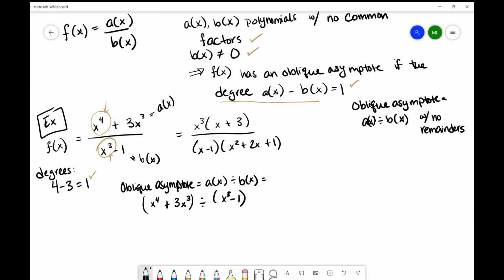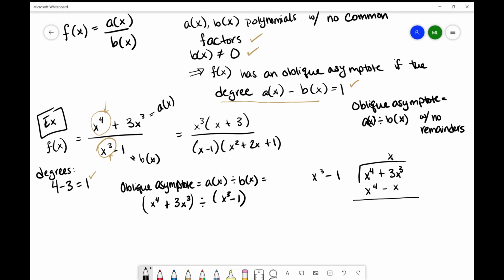So I guess at this point you can imagine what we're going to use. Long division. Yes, exactly. So let's use our long division skills. x to the power 4 plus 3x cubed, all of that divided by x cubed minus 1. Using our long division skills, x times x cubed, that's going to get us x to the power 4, so you move it over one slot. What do we get? We get x times x cubed minus 1 is x to the power 4 minus x.